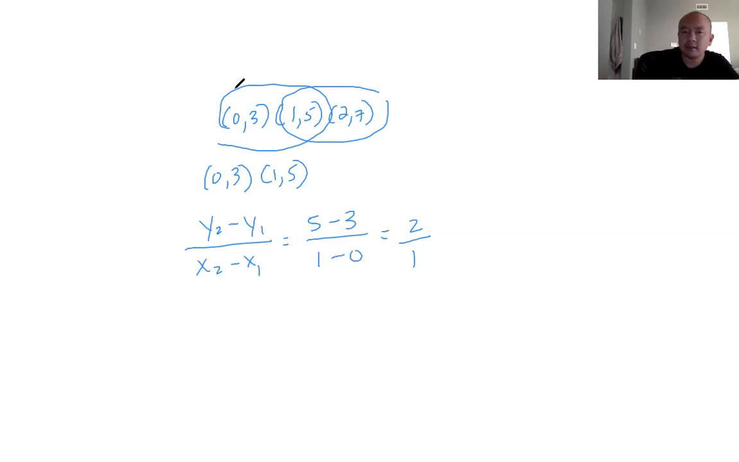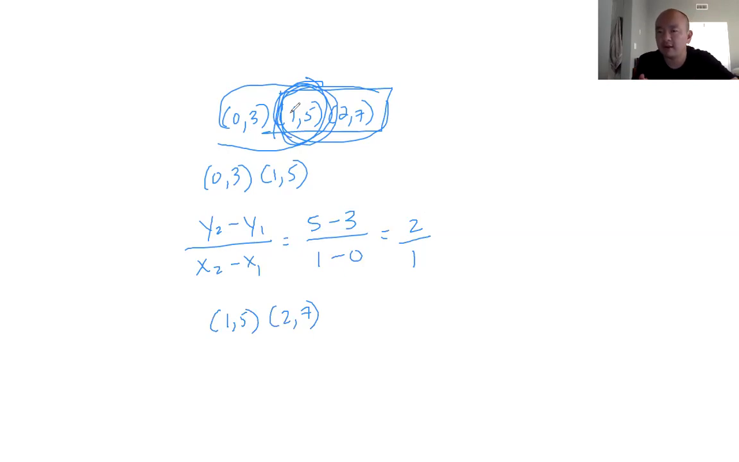Now let's get the slope of these 2 points: (1, 5) and (2, 7). Because both slopes are going through this one point, if we get the same slope, we'll verify that they are on the same line.